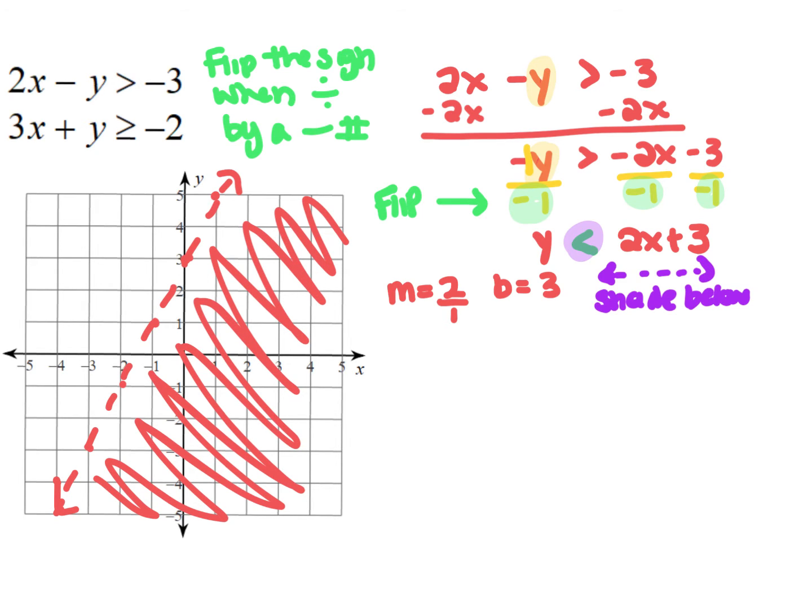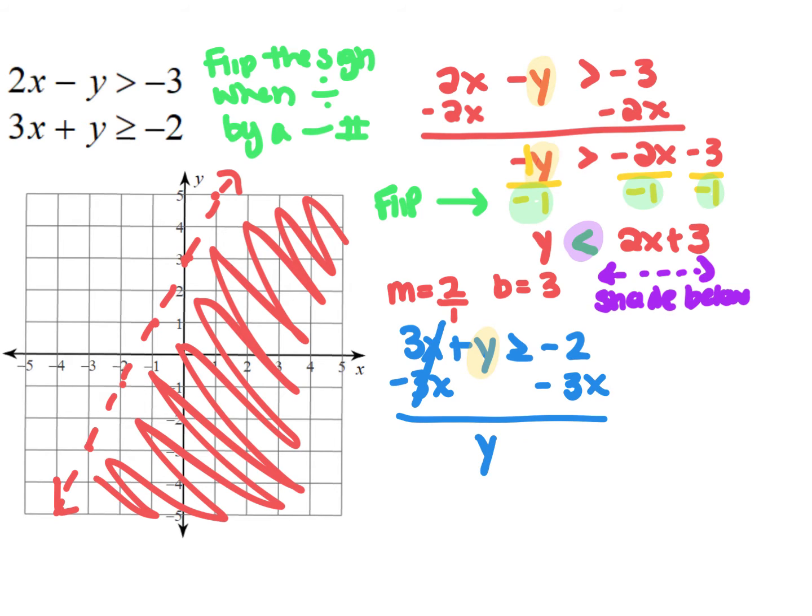For my other equation, I start with 3x plus y is greater than or equal to negative 2. To get y by itself, I'd have to move the 3x over. So I subtract 3x from both sides. So these cancel, and I get y is greater than or equal to negative 3x minus 2. Now if I check, there's nothing else with the y, so this is already all set to graph.